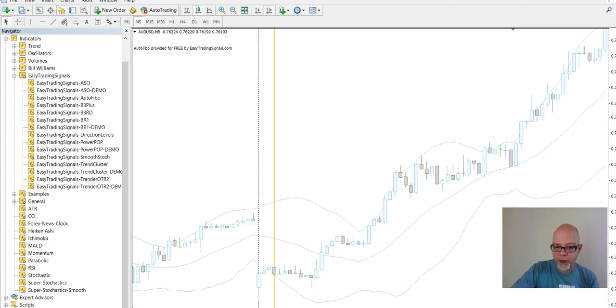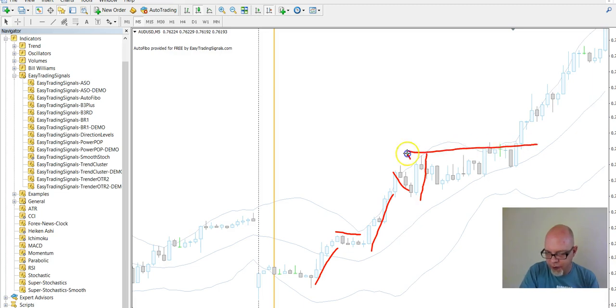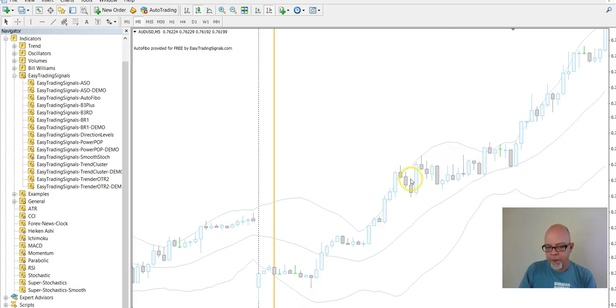Okay, so here we have our main impulsive move again. 1, 2, 3, 4, 5. Okay, and here we have our correction, and that should move in basically 3. So it'll be this area over here. 1, 2, 3. I know that looks messy.